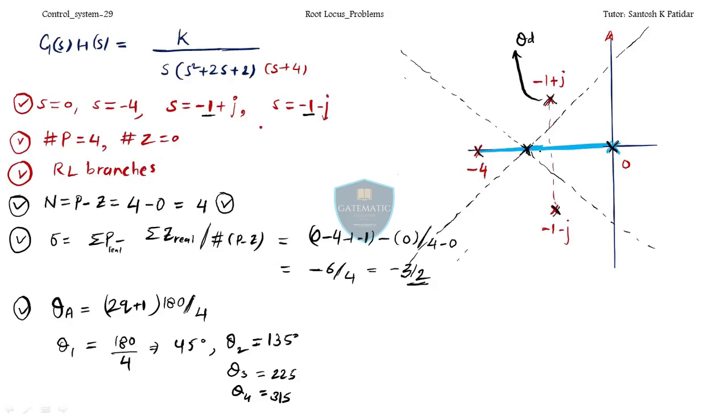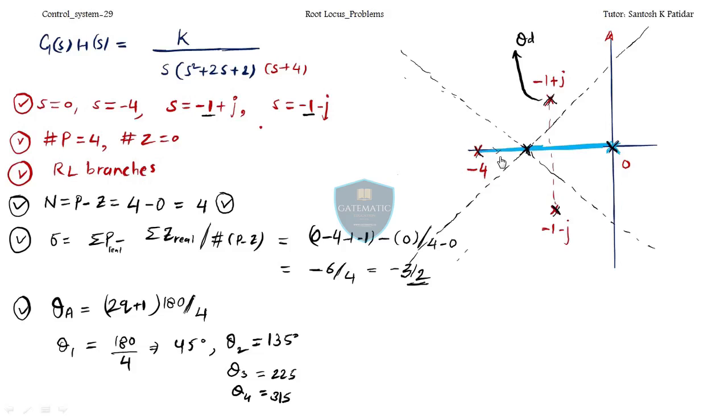So whenever you have 2 conjugate poles and in between them you have an RL branch, definitely there will be one breakpoint on the real axis. It will be over here, the breakpoint. These 2 poles will go like this. If the breakpoint is over here, then from the breakpoint the 2 poles will go to infinity along these 2 asymptotes. Okay, so we have to calculate the breakpoint also.